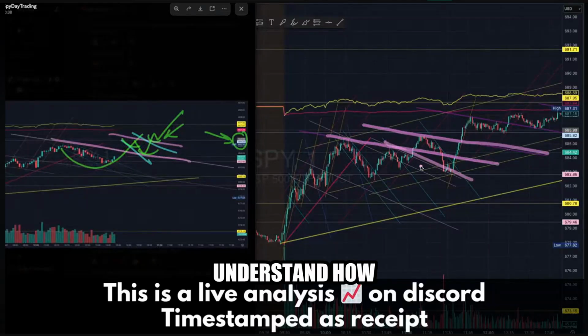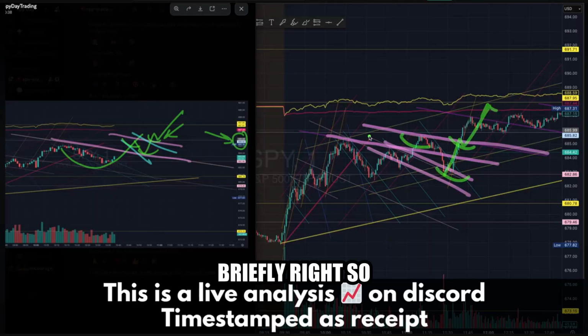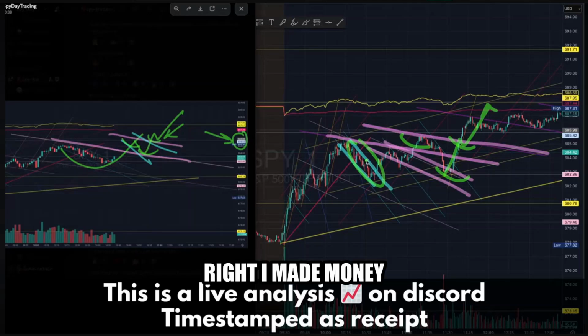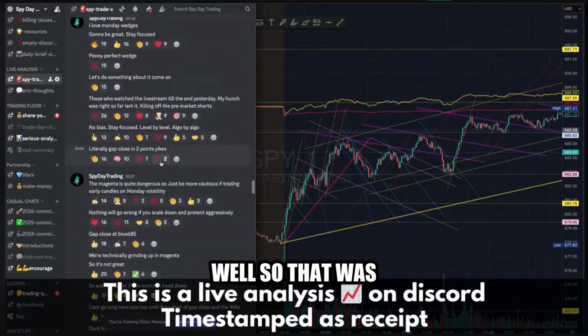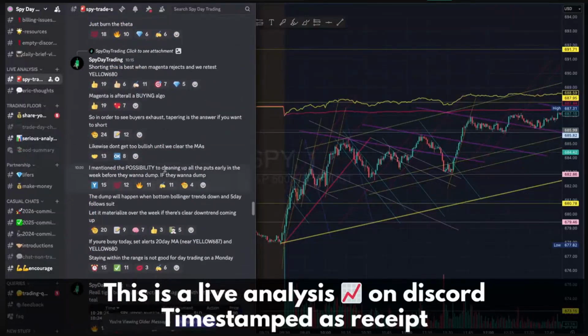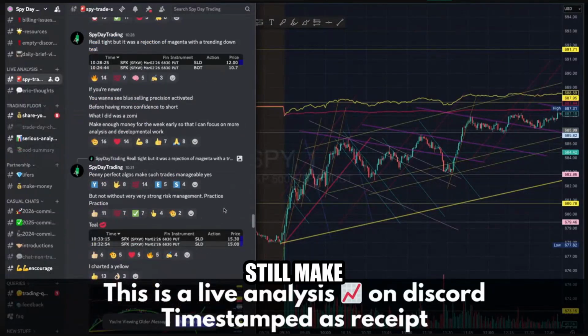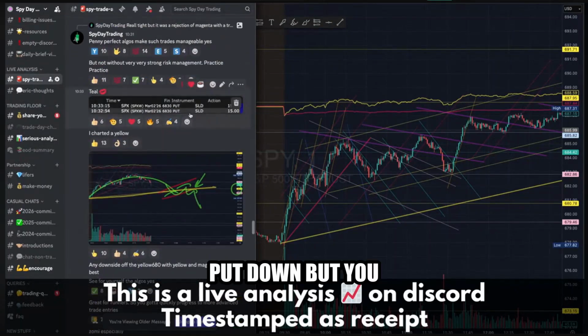When you understand how these pullbacks can be beautiful, ahead for the inverse head and shoulder pattern right there, even briefly, right? So even though it showed quite beautifully in the teal, which you can still profit from, I made money from this teal algorithm right here as well. Yeah, you could still make good money, right? So it was a very nice put down.